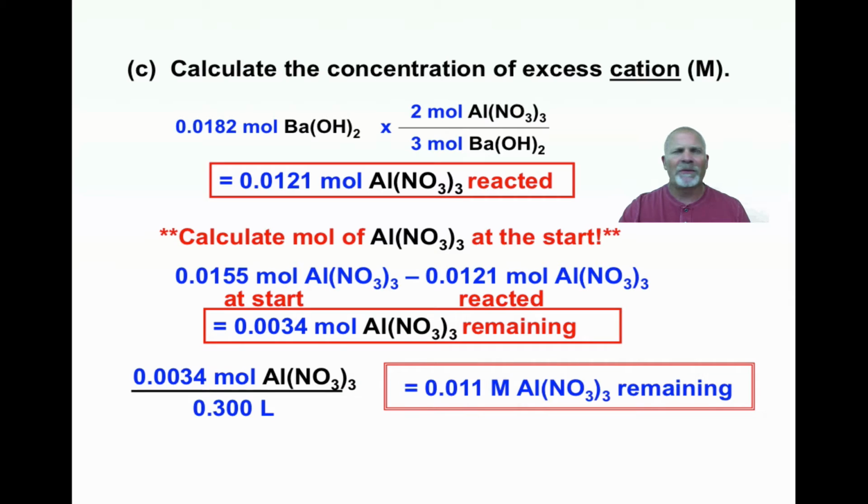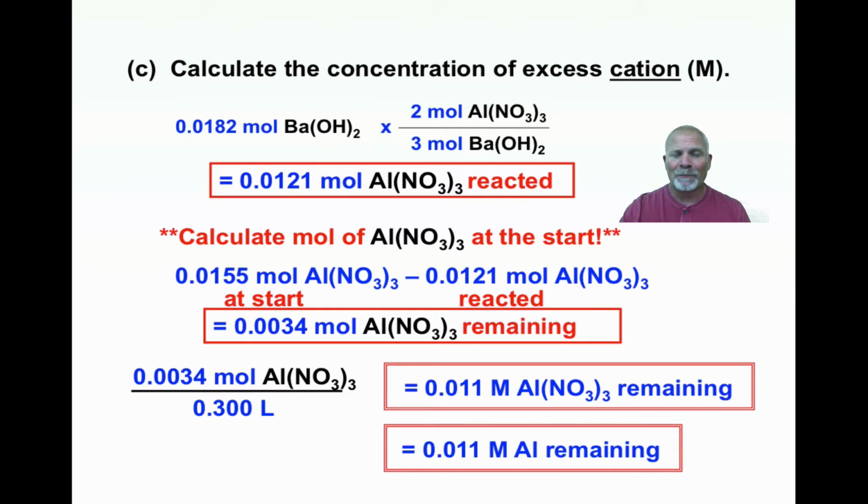But then I go back to the problem and realize I'm not done, because I don't want to know the concentration of my excess reagent. I want to know the concentration of my excess cation within my excess reagent. So I'm actually going after aluminum. And as we recognize here, for every 1 mole of aluminum nitrate, there's 1 mole of aluminum. Therefore, they are numerically the same. But we got it all the way down to the concentration of the excess cation. Great question. Better know it.